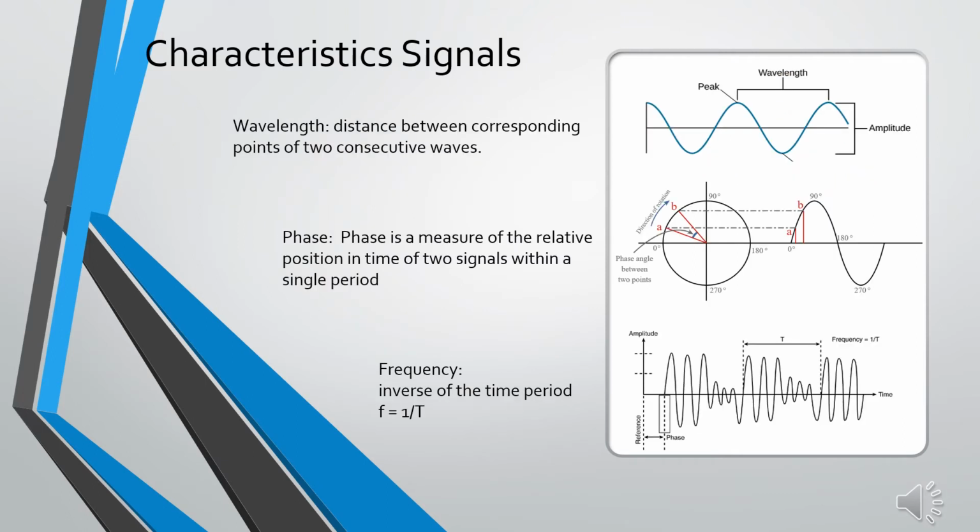Wavelength. Wavelength is the distance between corresponding points of two consecutive waves, and the phase is a measure of the relative position in time of two signals within a single period. And the frequency is the inverse of the time period. Basically, we say it as frequency equals 1 divided by the time.